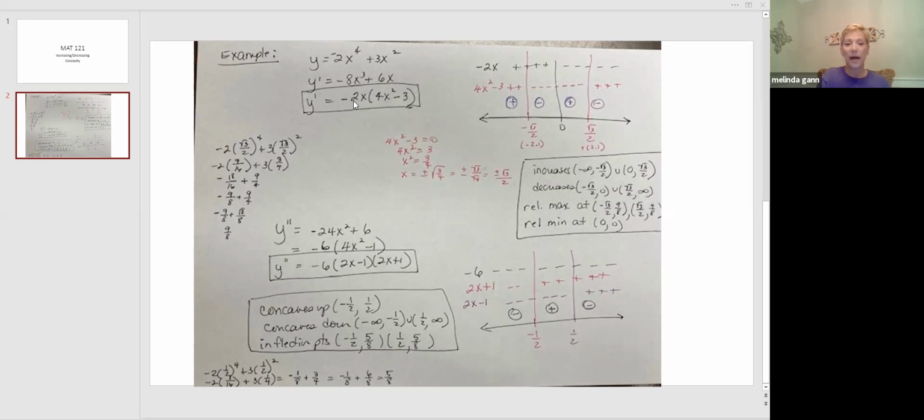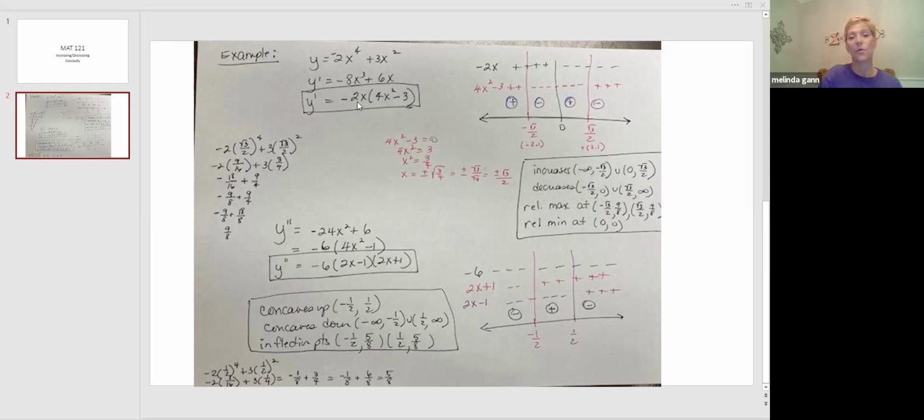So what do you multiply negative 2 by to get negative 8? 4. What do you multiply x by to get x cubed? x squared. Now, do you see why this had to be a minus? Because I need this to be a plus, so a negative times a negative is going to give me that positive. So this thing is factored completely. Now, I could factor this with the quadratic formula if I wanted to. I just chose not to, and I'll show you why.